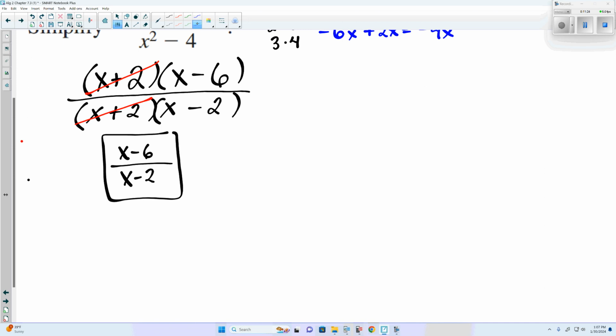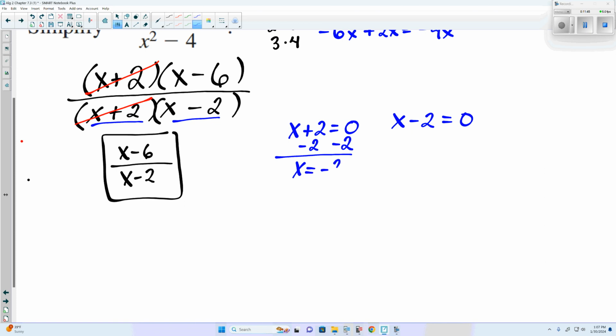Now we can look at restrictions on what's going to make the two denominators be 0. Even though x plus 2 did cancel out, we still want to list its restriction, as well as x minus 2. Well, with our x plus 2 equal to 0, we're solving for x. And the first step in solving for x is going to be to subtract 2. So for x plus 2, what value of x will make it be 0 is negative 2. And again, we cannot have this be 0, so we're saying x cannot be negative 2.